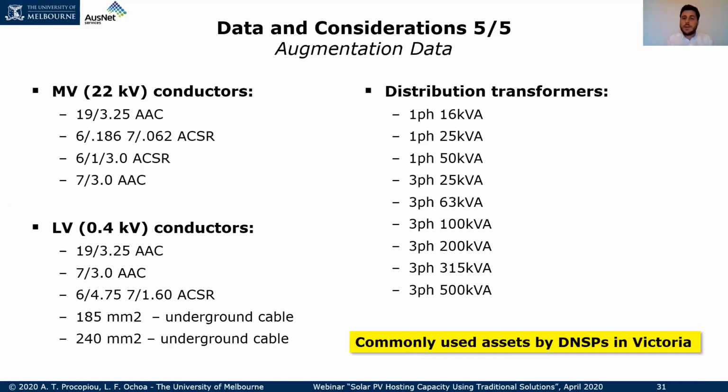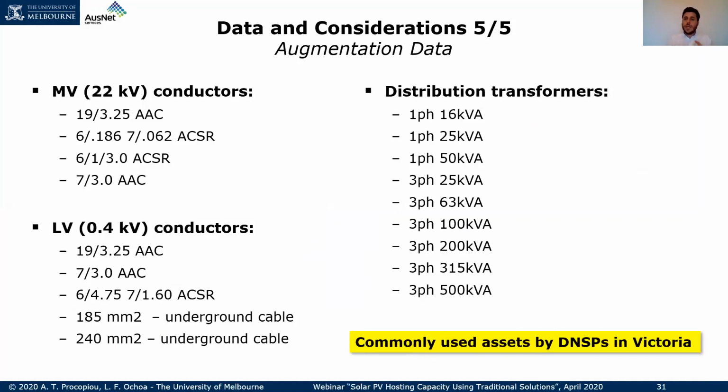In terms of documentation data, we are using commonly used assets by different DNSPs in Victoria, where we have a number of conductors for the high voltage lines that we have for 22 kV, and also for low voltage conductors, which are up to 400 volts.